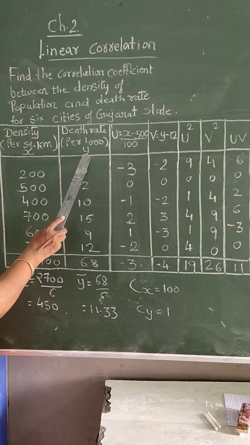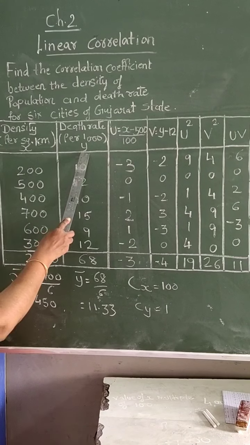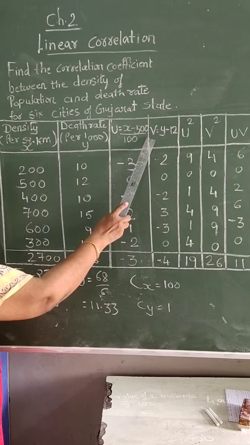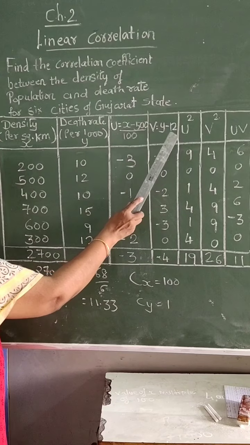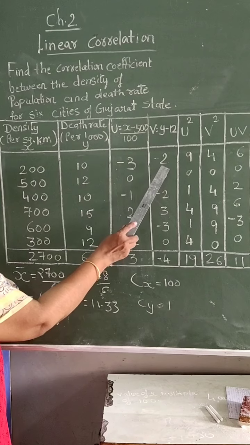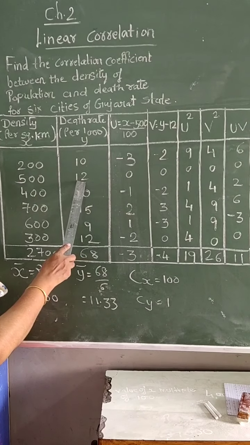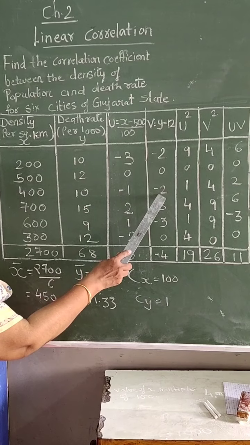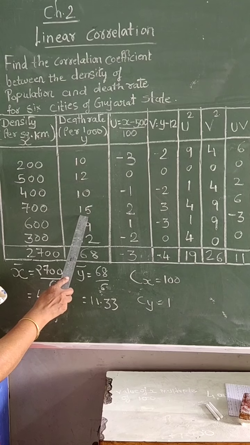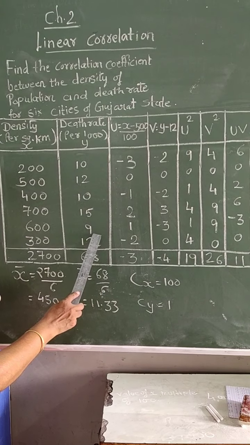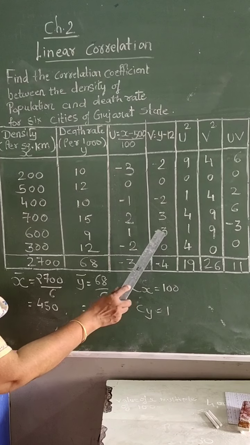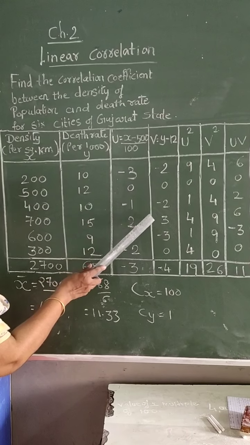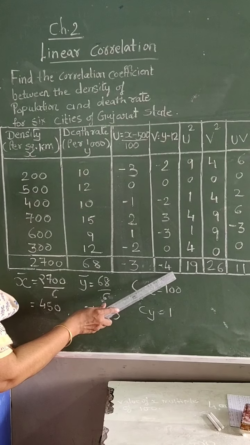Same way variable y, we change only origin, taking assumed mean as 12. So v equals to y minus 12. 10 minus 12, minus 2, 12 minus 12, 0, 10 minus 12, minus 2, 15 minus 12, 3, 9 minus 12, minus 3, and 12 minus 12, 0. Sum of v, it comes to minus 4.